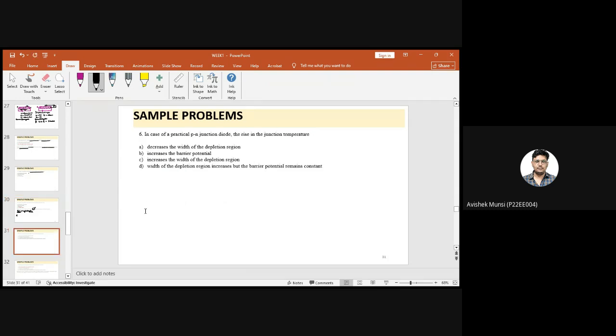Okay. So next question, in case of a practical PN junction diode, the rise in the junction temperature will, which of the following is, this was discussed in the first slide. So try to answer it.